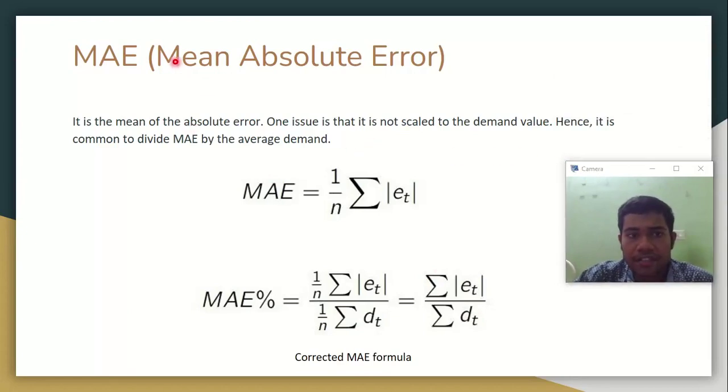And we also have MAE, which is a very popular metric, which is mean absolute error. So it is a mean of the absolute error, which is very simple. MAE is 1 by n times the summation of the absolute values of error. One issue with that is that it's not scaled to the demand value. Hence, it is common to divide MAE by the average demand, which is the percentage MAE, which is represented below in this slide. So summation over the absolute value of ET divided by summation over all the values of DT. So this is a corrected MAE formula.